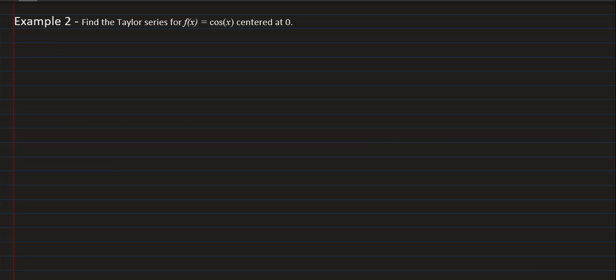In example 2, we're asked to find the Taylor series for f of x equals cosine x centered at x equals 0. I'm just going to keep writing this pattern down until I have it memorized. This is the pattern for the Taylor series, and this is what we're going to work off of. So we start by writing down our function. So we get f of x equals cosine x. That's the function that we're going to use when n is equal to 0.